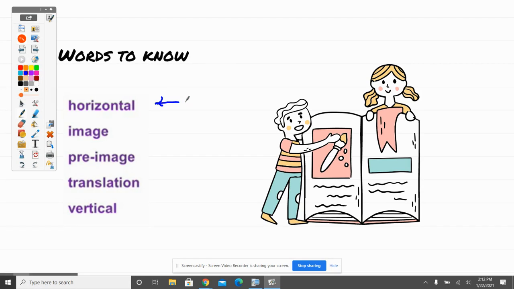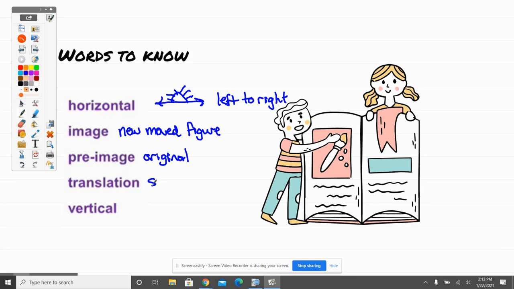Horizontal, remember, is this way. That's left to right. And you can remember that because you've heard of the horizon of a sun; you could draw a sun there, like for a sunset if you wanted to. Okay. Image is the new guy, the new moved figure. And the pre-image is the original, the unmoved figure. Translation is a slide, and vertical is up or down. So those are our vocab words.